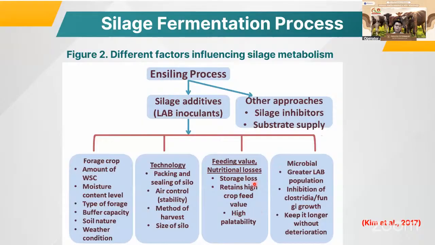In another way, we try to reduce storage loss. This can retain the high feed value of the crop that will be fed to the animal. The last one is how to improve the quality of the silage process. We should try to create a high LAB population. With a high LAB population, it can inhibit Clostridia or fungi growth, which can keep the quality of silage longer than we expect.